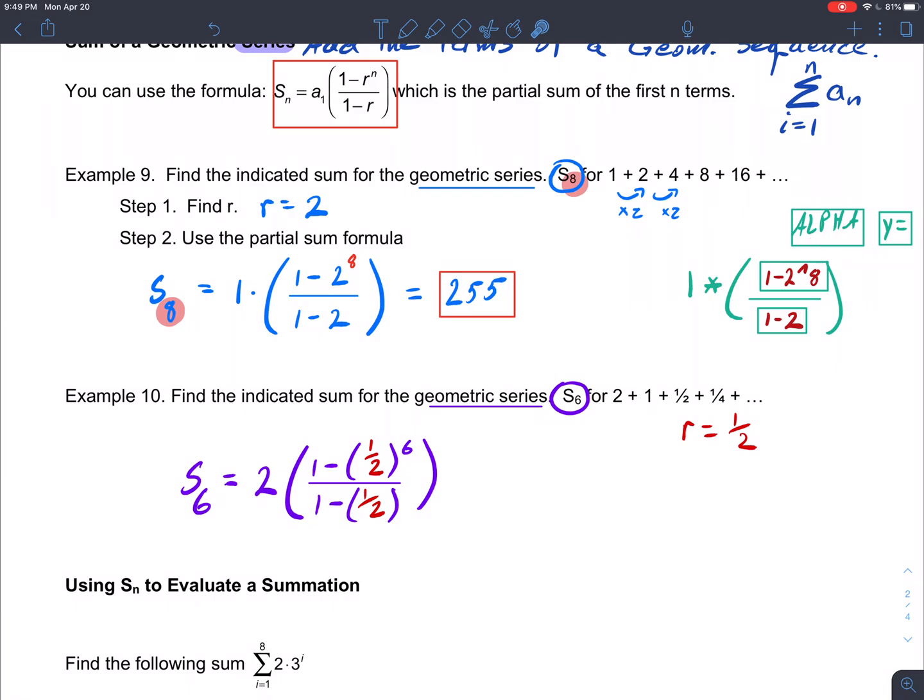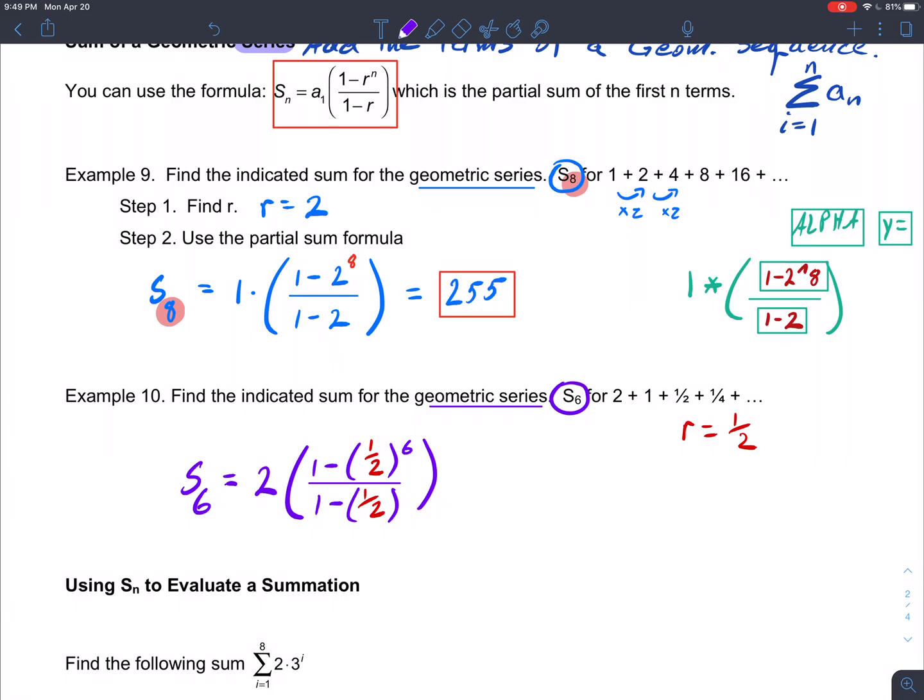Again, use this alpha equals, get that fraction template, and be very careful. Most of the time, students are not struggling with how to actually represent this partial sum because it's just a matter of using the formula. But students struggle with plugging this into the calculator properly, and I don't want you to do that.